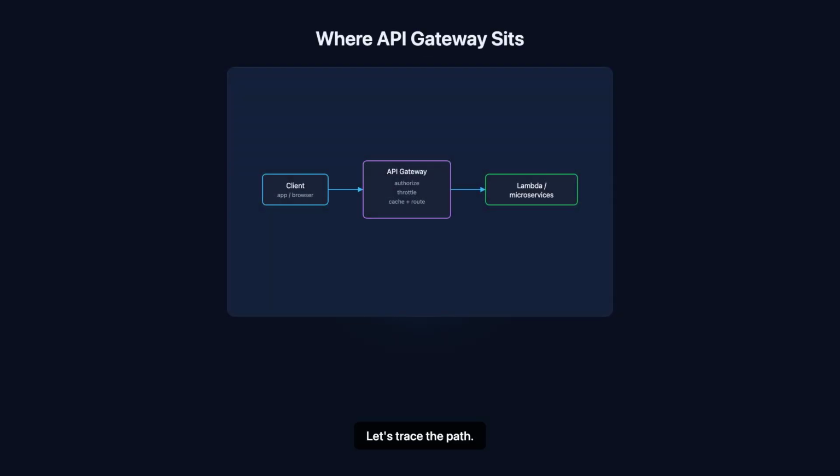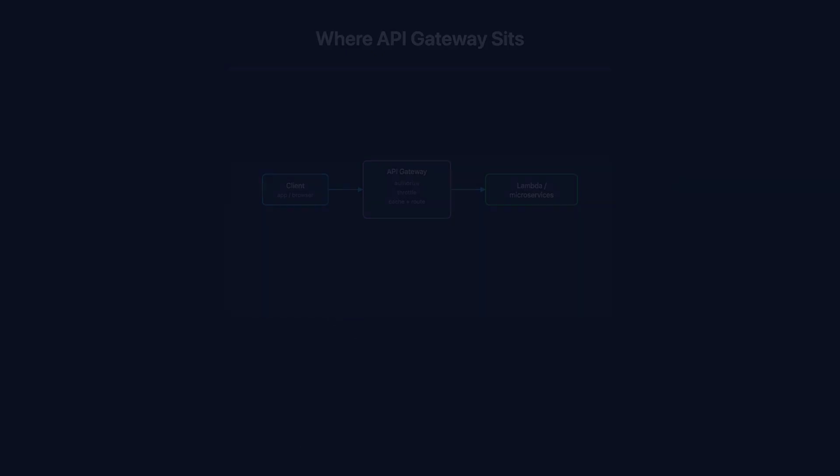Let's trace the path. On the left, a client, a mobile app, or a browser sends an HTTP request. That request lands on API Gateway in the middle, and this is where the front door work happens. It authorizes the caller, applies throttling, optionally serves a cache response, and routes the request. Only then does it flow to the right, to a Lambda function, or a microservice that runs the actual business logic. The gateway sits between the outside world and your code, doing everything except the work itself.